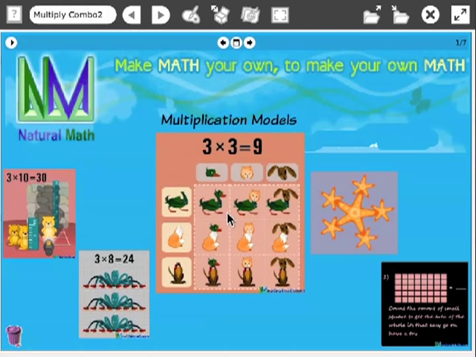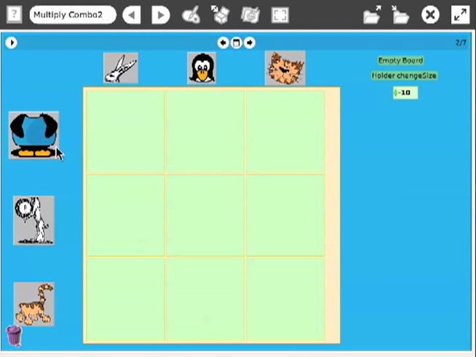So I saw this and I said, we can do this in Etoys. Actually, we could do all the multiplication models in Etoys. But let's do combinations. So what we have here is I took some animals, chopped off their heads, separated their heads from their bodies, and let's see how many different ways we can make these animals.